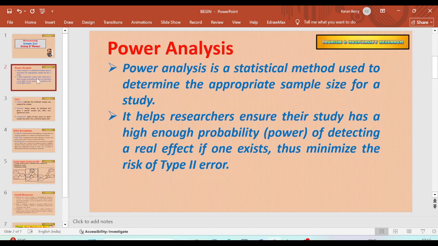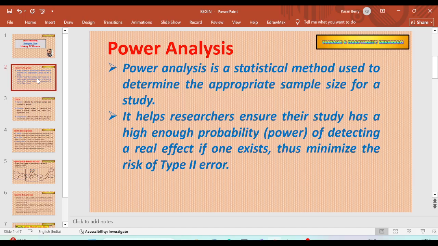Power analysis is a statistical method used to determine the appropriate sample size for a study. It helps the researchers ensure their study has enough probability of detecting a real effect if one exists. Thus, it minimizes the risk of type 2 error, which is a false negative, which means failing to reject the null hypothesis when it is incorrect.